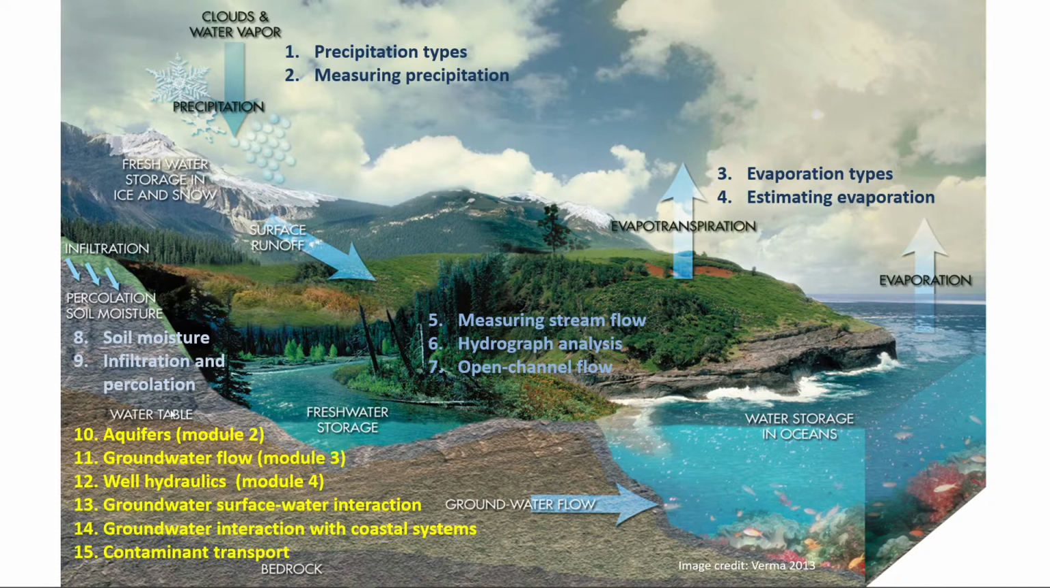But the main part of this course is aquifer properties. You need to understand aquifer properties in order to understand groundwater flow, and you need well hydraulics. We will also touch on things like groundwater-surface water interaction, mainly when we talk about groundwater flow, groundwater interaction with coastal systems, and contaminant transport. Each of these is a course on its own, but I will try to touch a little bit on it also in this course.